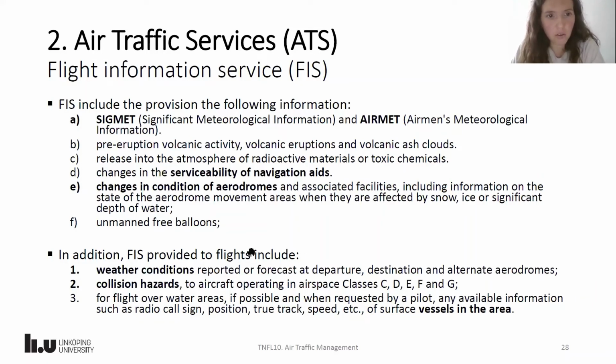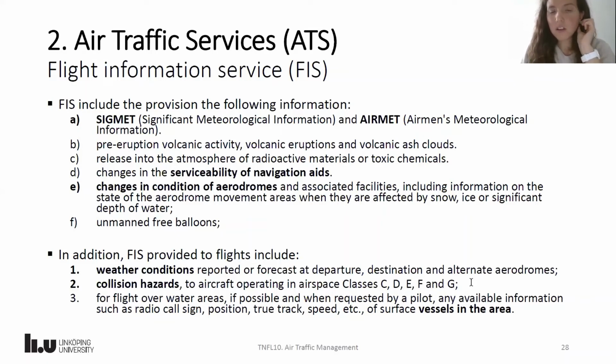And also, the flight information system must provide the flights with this information over here. First, the weather conditions of the airports of departure and destination, and also the weather conditions of airports that may be important to the flight, maybe because it's an emergency airport or something that's relevant to the flight. Then we have information about collision hazards, but that's only given in this kind of airspace classes, which are the less controlled ones.